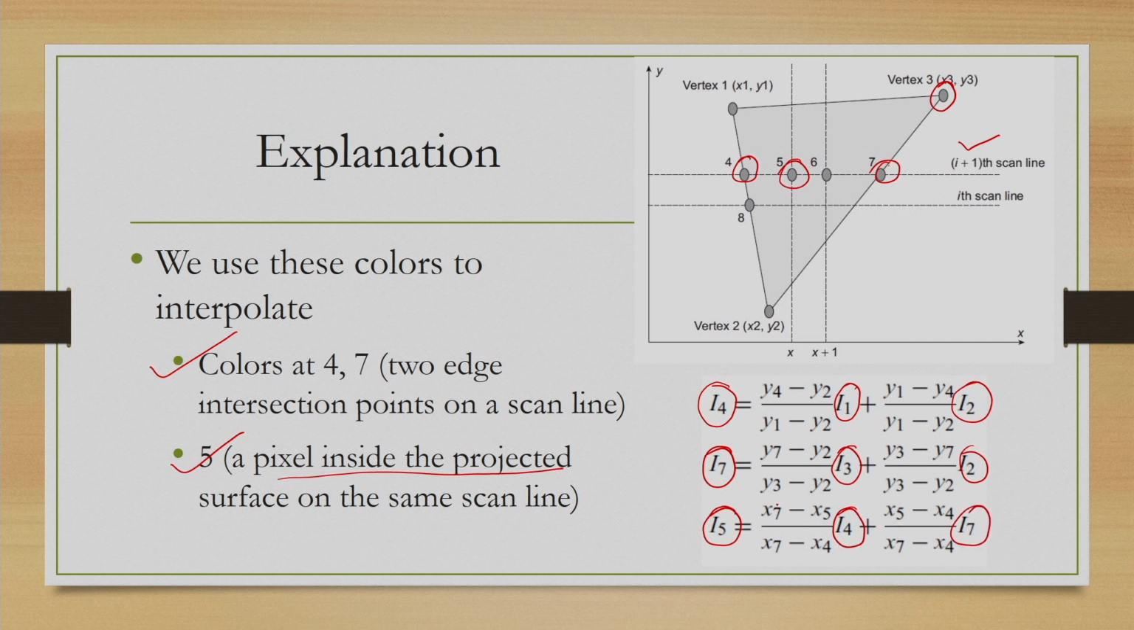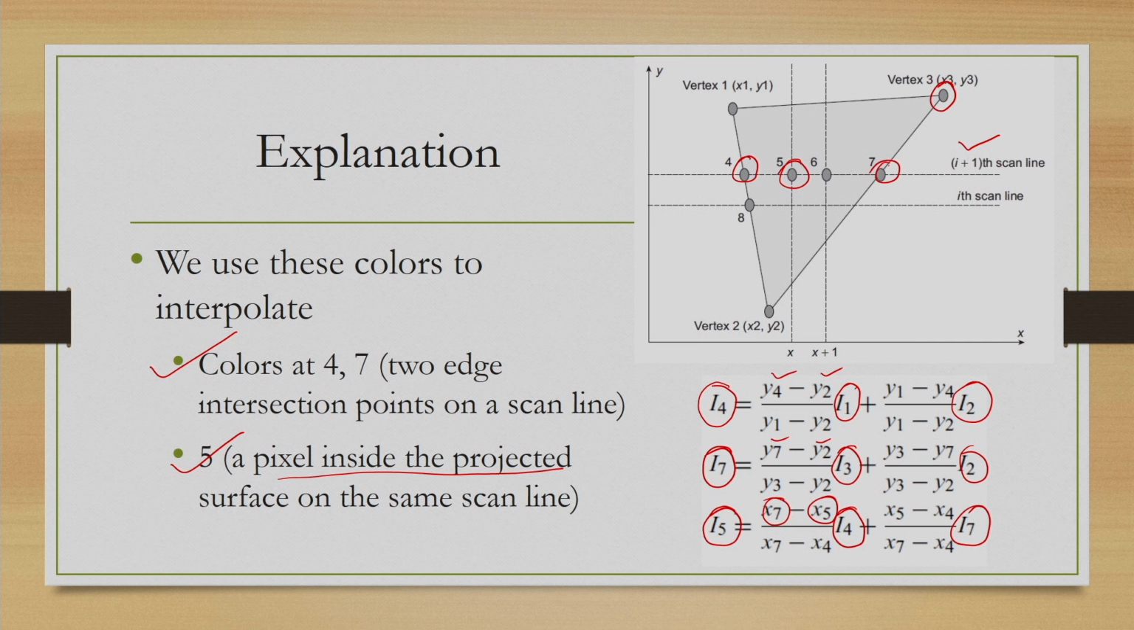Note that here we are using the x coordinates of the pixels. In order to compute I4 and I7, we used y coordinates, but in order to compute I5, we are using x coordinates of the corresponding pixels. That is about the same scan line.